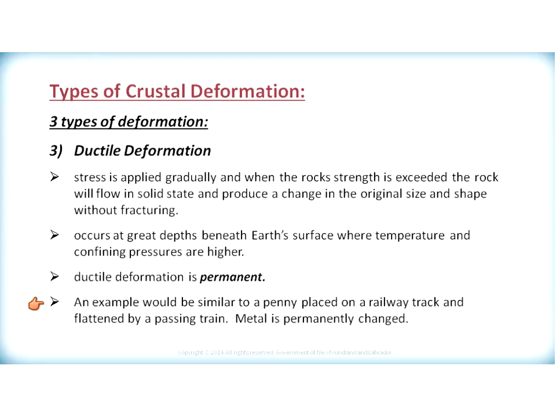An example would be similar to when you put a penny on a railway track. As the train moves over the penny, it will flatten it. The metal is permanently changed.